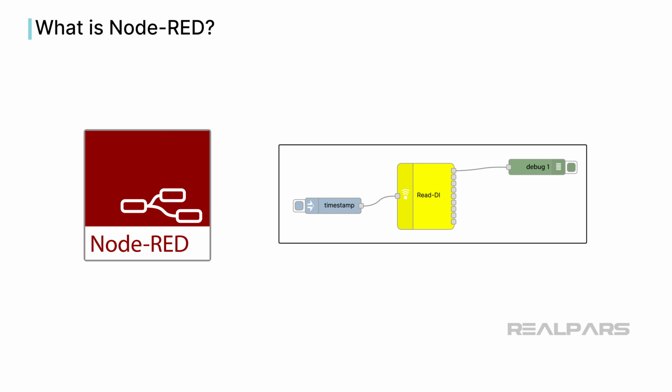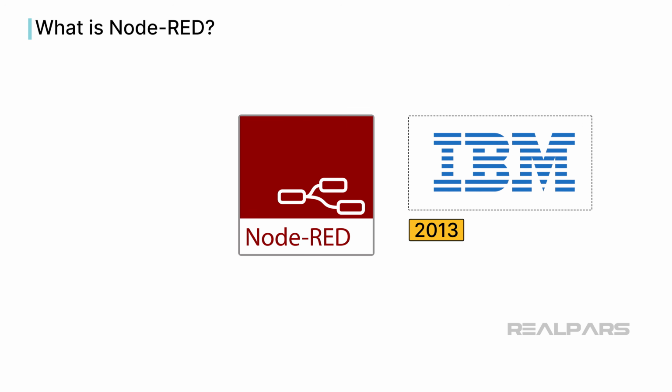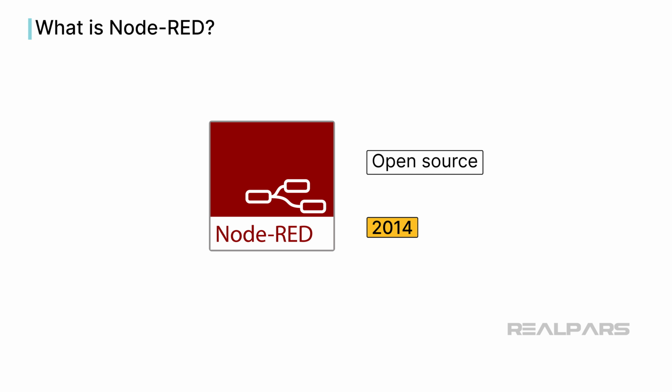Node-RED is a low-code programming tool for connecting hardware devices, APIs, and online services. It was developed in 2013 in IBM's Emerging Technology Services group as a proof of concept for visualizing and manipulating mappings between MQTT topics. The developers quickly realized that Node-RED was a useful tool that could be extended in many directions, and in September 2013, the project was open-sourced. To this day, Node-RED remains an open-source project and is built in the open.